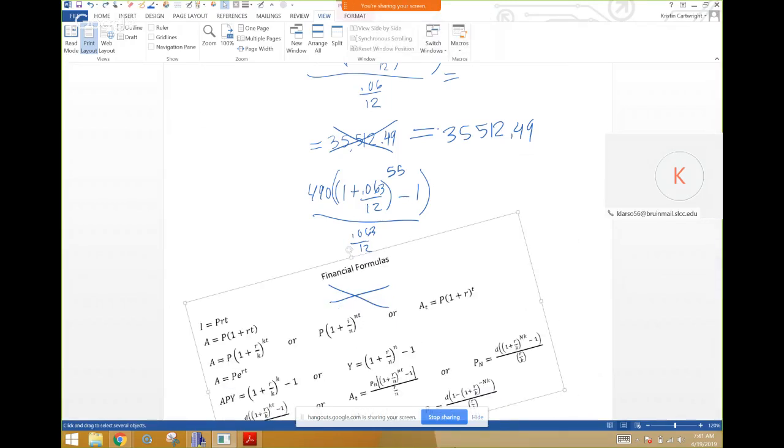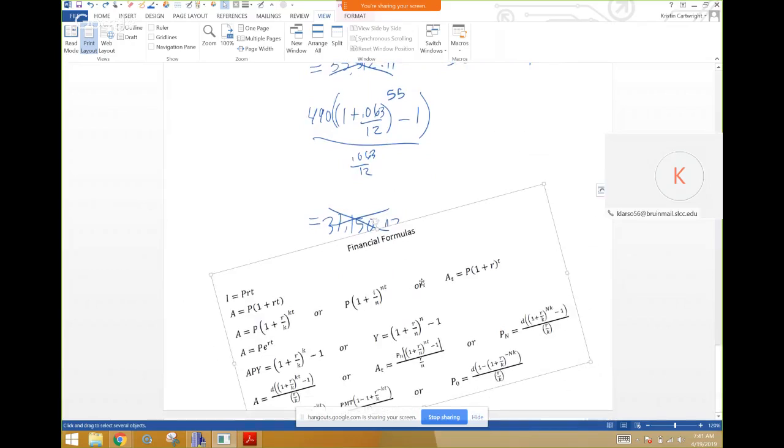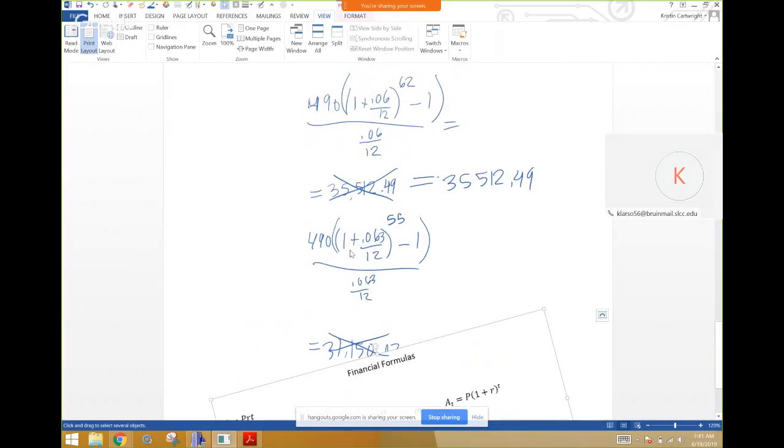Okay, I'm going to talk as I type this in. I'm doing this second one down here. I'm going to do 0.063 divided by 12, hit enter, plus 1, hit enter, raised to the 55 power, hit enter, minus 1, hit enter, times 490, hit enter, then divide by parentheses 0.063 over 12, hit enter. Okay, those are the same things I got before.